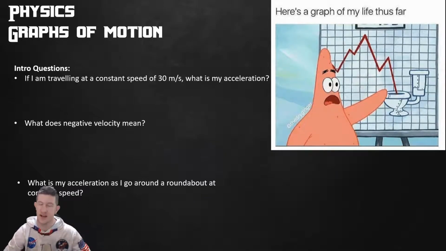If I'm traveling at a constant speed of 30 meters per second, what is my acceleration? Then think about, what does a negative velocity mean? And what is my acceleration if I go around a roundabout at constant speed? So pause the video for a second, think about what those answers are, and then continue.